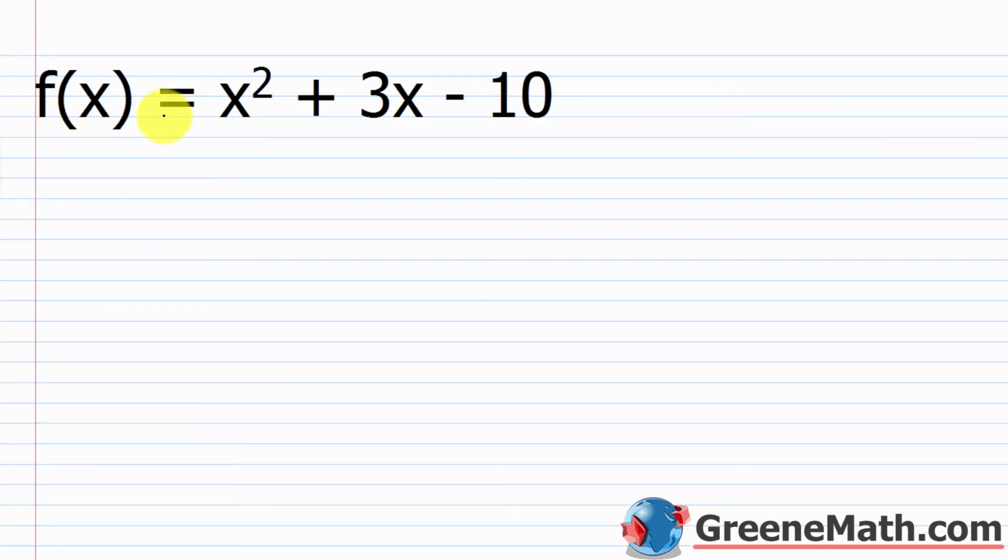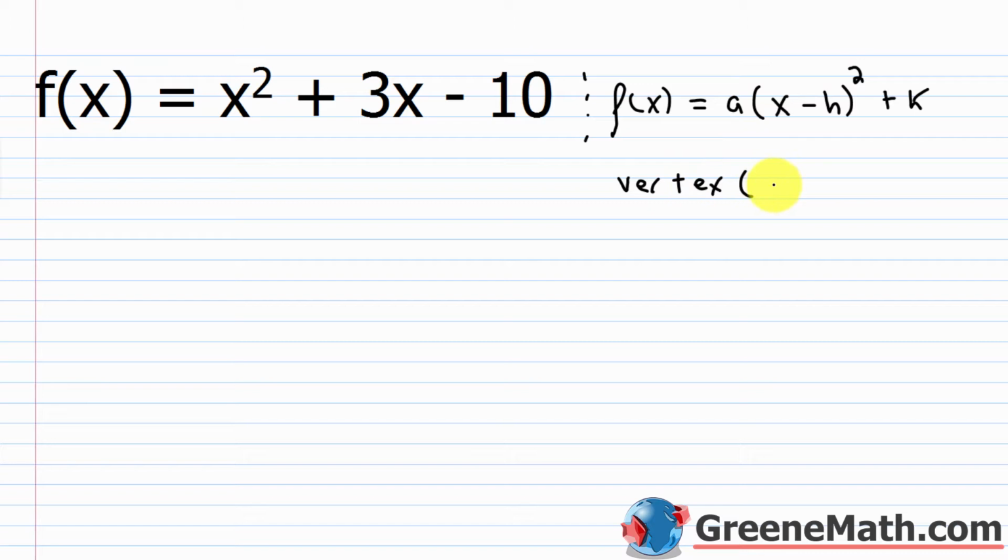So we have f of x is equal to x squared plus 3x minus 10. And again, I want to put this in vertex form. So for vertex form, it's f of x is equal to a times the quantity x minus h, this is squared, then plus k. Now the vertex will occur at the point h comma k.